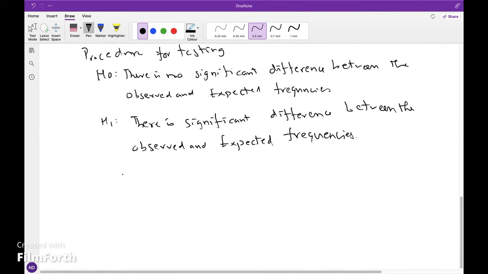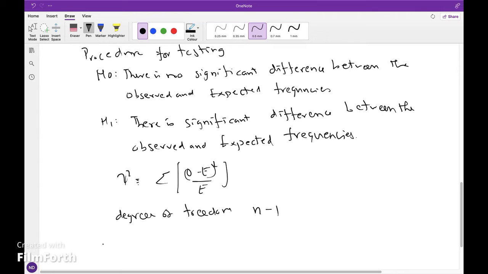Test statistic: chi squared equal to the summation of O minus E the whole squared by E, and degrees of freedom n minus 1. If the calculated value of chi squared is less than the table value of chi squared, H0 is accepted.